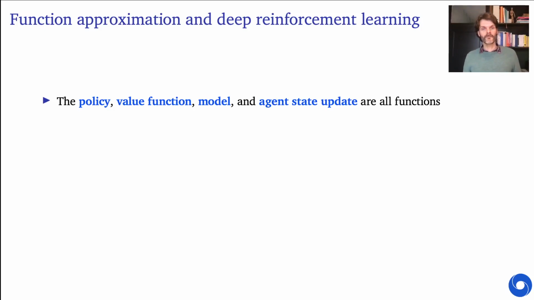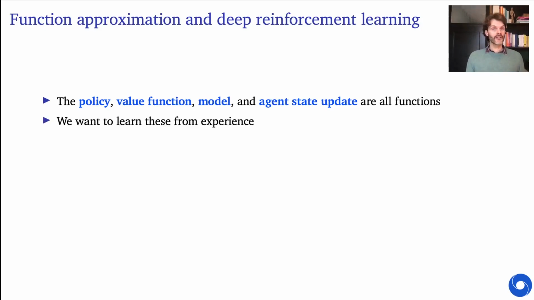then sample an action. A value function maps a state to a value, which is an estimate of the cumulative reward into the future. The agent state update itself maps the previous agent state and the observation into some new agent state. So these are all functions, and we want to learn these from experience. Why do we want to do that?